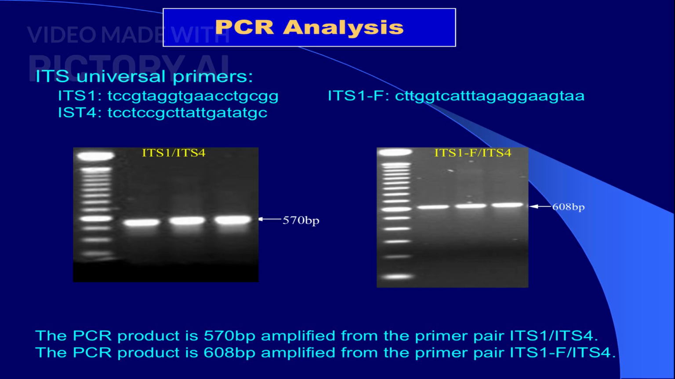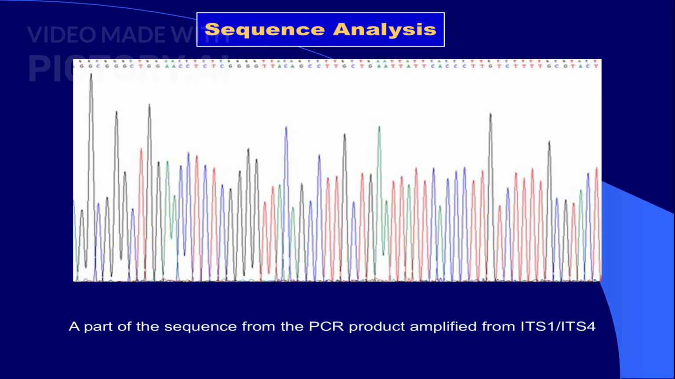The results show distinct bands, indicating successful amplification with primer pairs ITS1, ITS4 and ITS1F, ITS4, producing products of 570 BP and 608 BP respectively. The sequence analysis provides a detailed view of the DNA segments amplified from the PCR products using ITS1, ITS4 primers. This data is crucial for understanding genetic variations and identifying specific organisms.